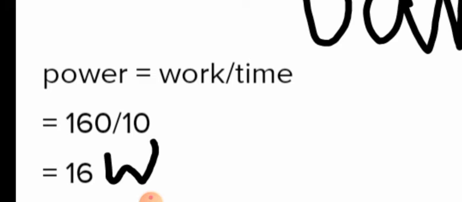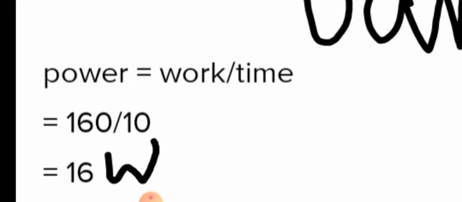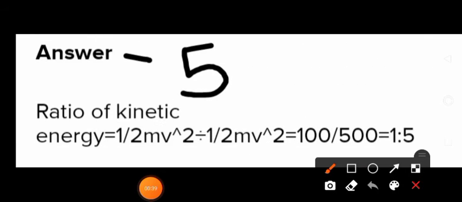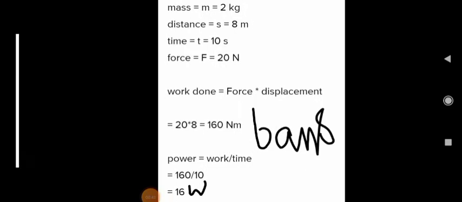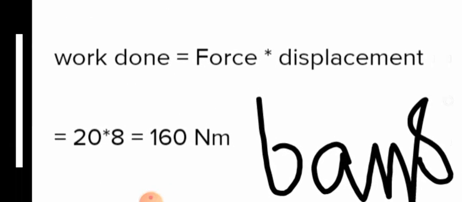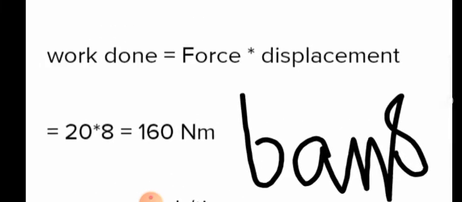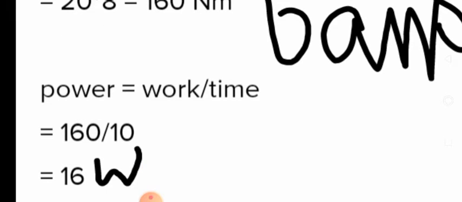Then we want to find out the power. The power formula is work by time. Power is equal to work by time. So that is equal to the work we have calculated, 160, divided by time. What is the time given? 10 seconds. So that is equal to 16 watt. So the power is equal to 16 watt is the answer. Did you understand this problem, children?